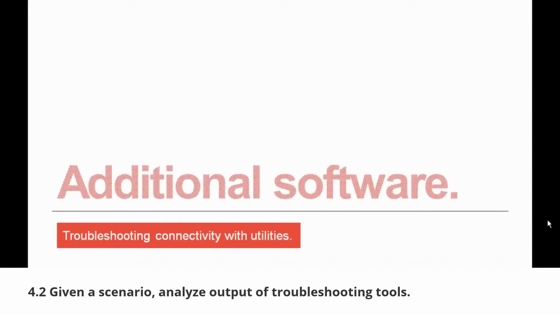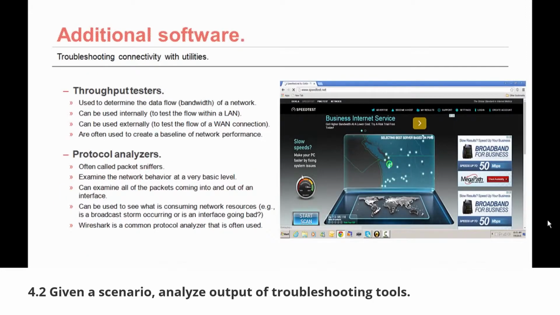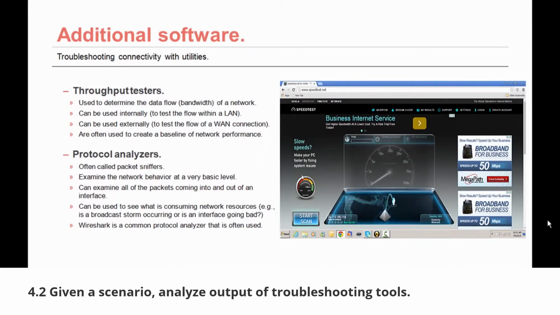It's time to move on to some additional software. First up are throughput testers. They're used to determine the data flow or bandwidth of a network. They can be used internally to test the flow or bandwidth within a local area network, or they can be used externally to test the flow of a WAN connection. They are often used to create a baseline of network performance.